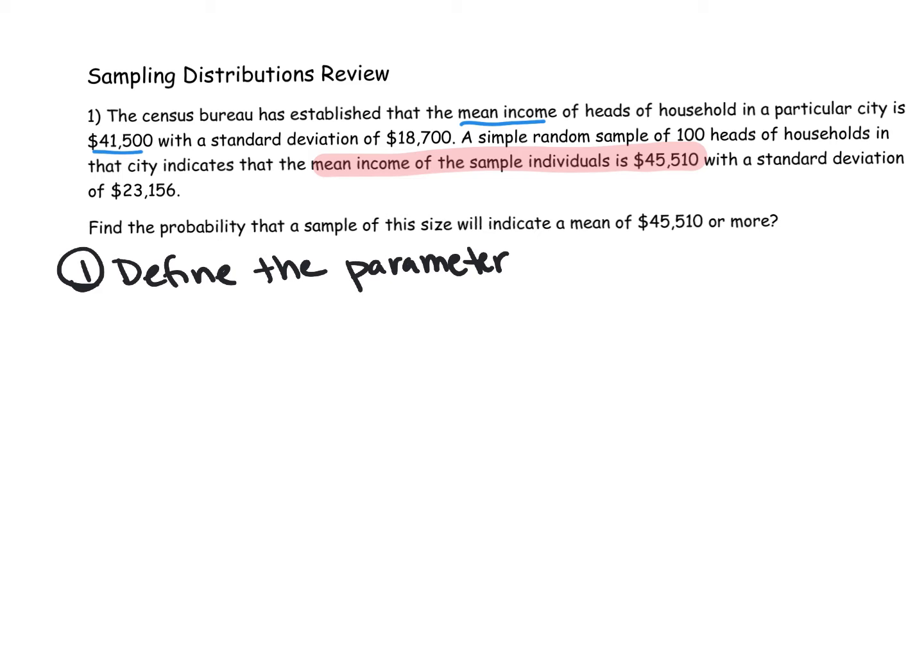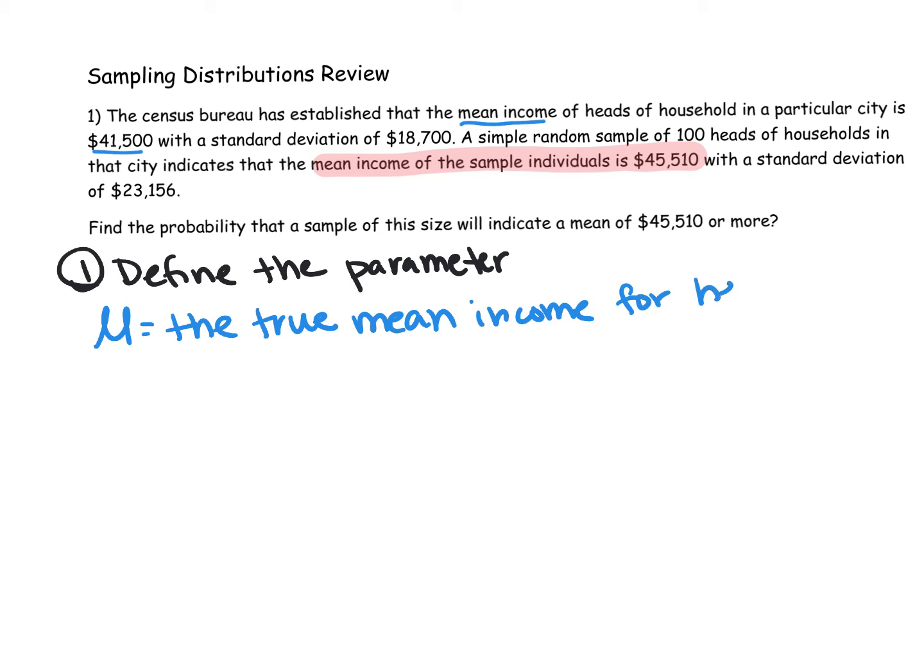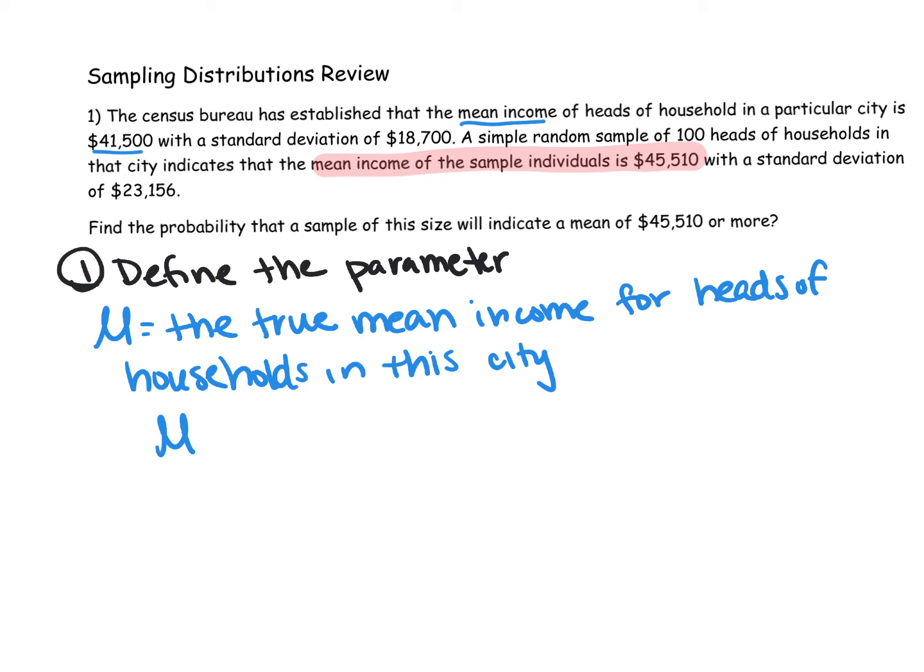So I define it in words first. I say mu is equal to, it's always going to be the true something. This is the true mean income for heads of households in this city. Now, once we have it defined, we can tell what that value is. And that value here is mu is equal to $41,500. That's the population mean.